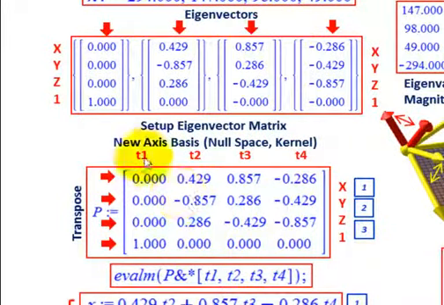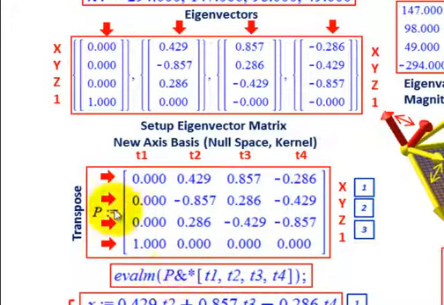Okay, so what you're going to do here, and this is where you set up the new axis, basis, null space, or kernel, whatever you want to refer to it as. For your eigenvector matrix, for your columns across the top, you just put in some variable. I'm going to call them T1, T2, T3 and T4. Those represent our columns, and across our side would be our rows, and let's define those as X, Y, Z, and also that 1 here.